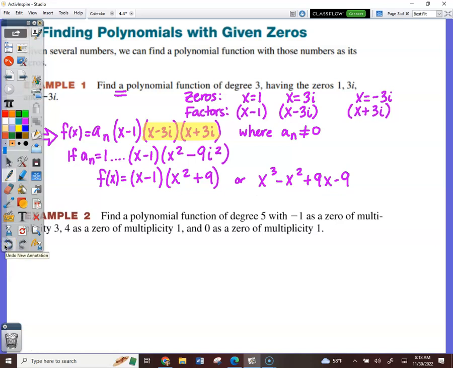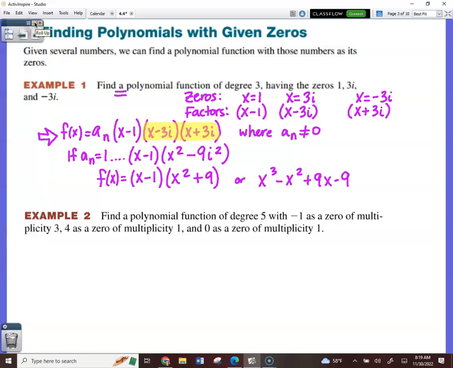Let's do this one. Same exact question, but now they're tying in, what if it has certain multiplicities? So find a polynomial function of degree 5 with negative 1 as a 0 of multiplicity 3, 4 as a 0 of multiplicity 1, and the number 0 as a 0 of multiplicity 1. Don't let this confuse you. This is saying the number 0 is a solution, right? It's crossing at 0, at the origin.